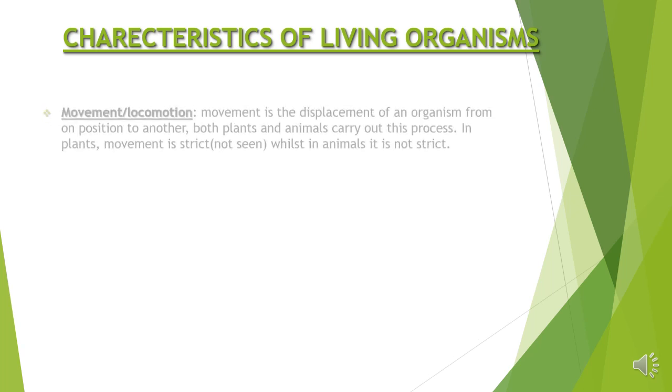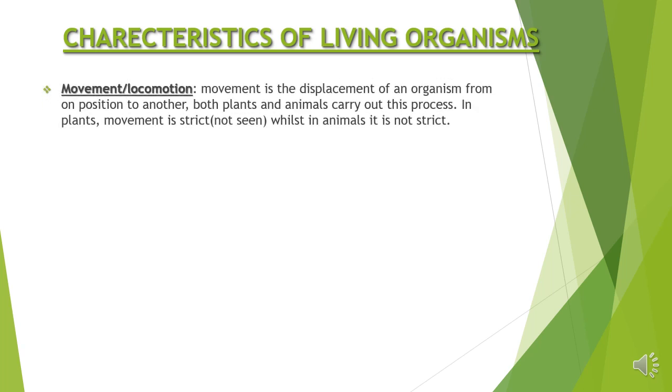The other characteristic that we should know is movement or locomotion. Movement is defined as a displacement of an organism from one position to another. So what actually happens here is that for plants, movement is somehow strict. How? Because they do not move physically. The entire body does not move from one position to another. Come on, what would happen if you see a tree running? Wouldn't you just freak out or something?